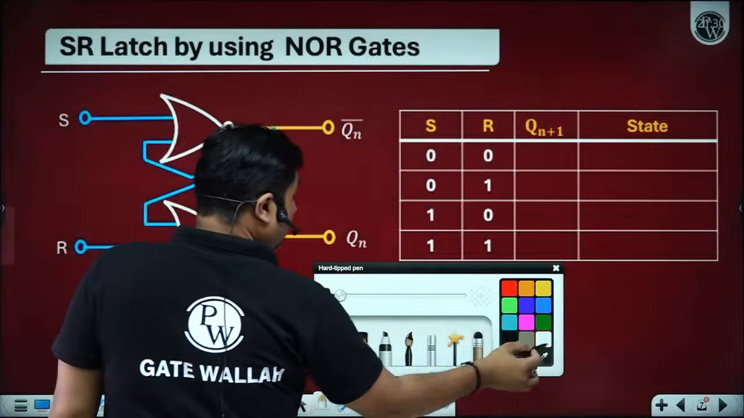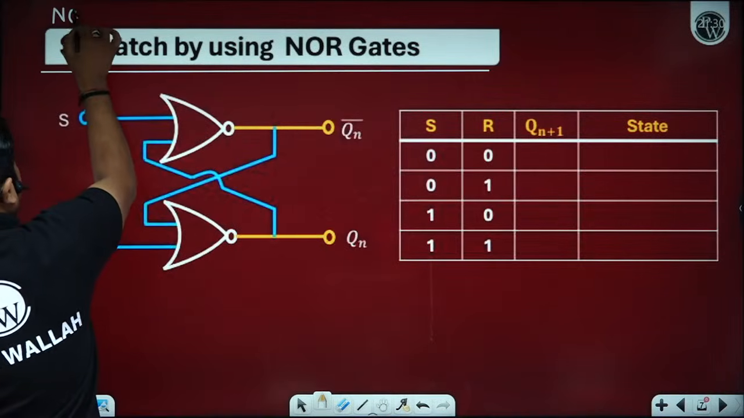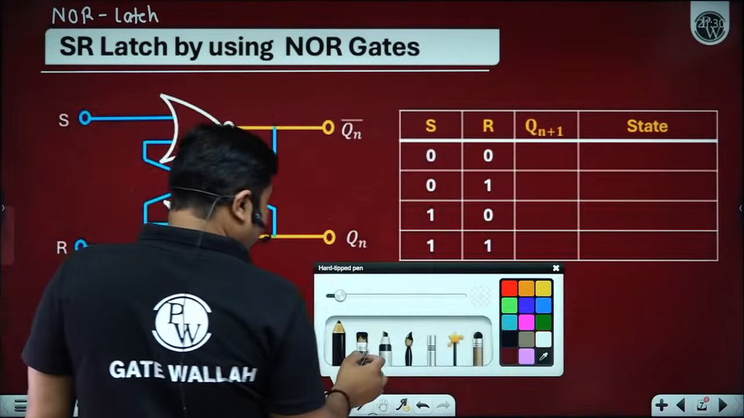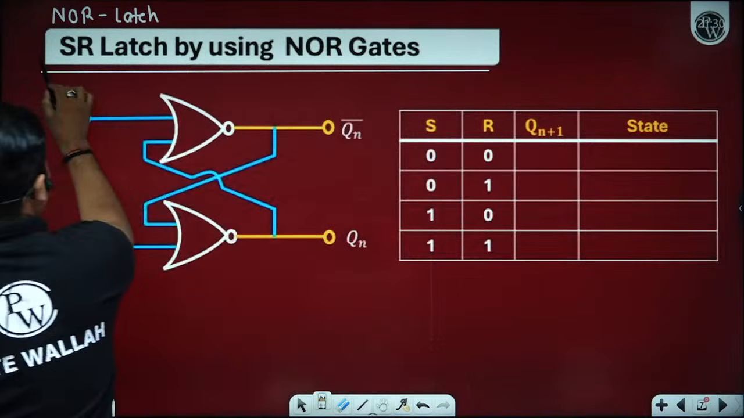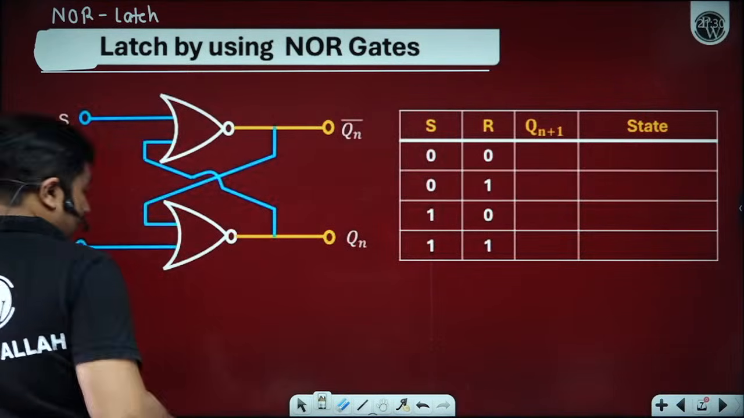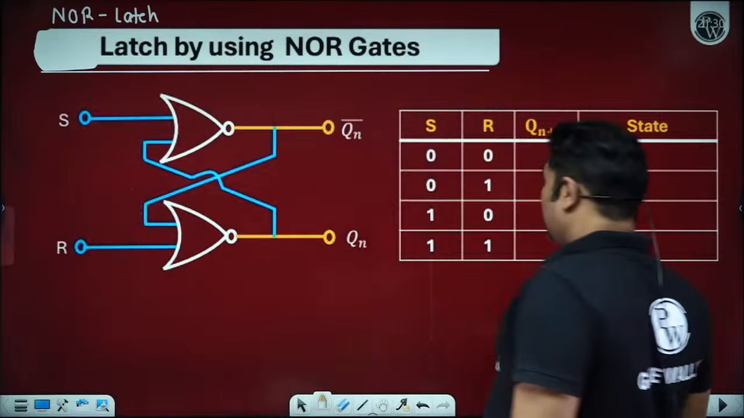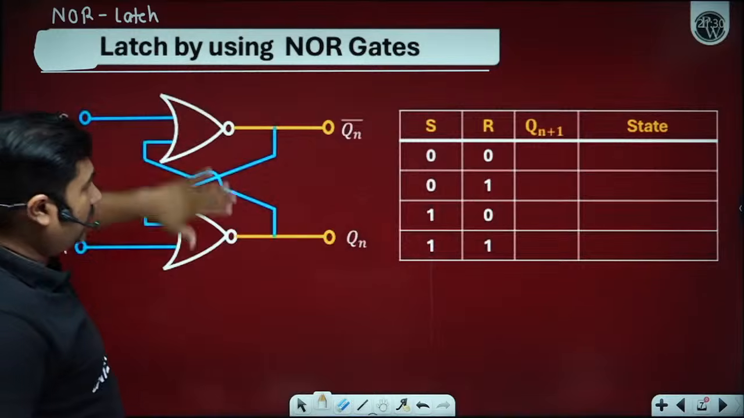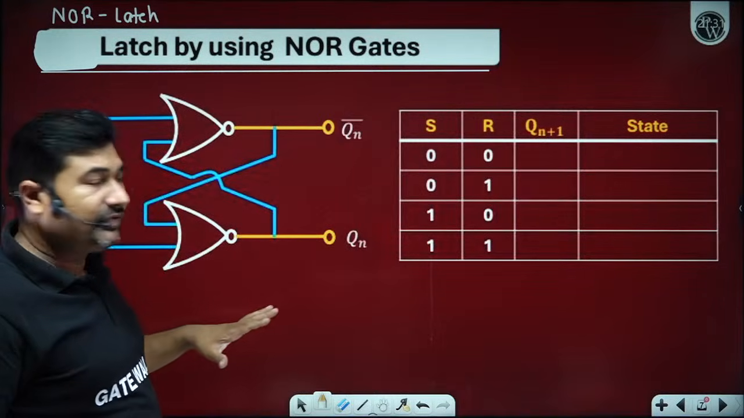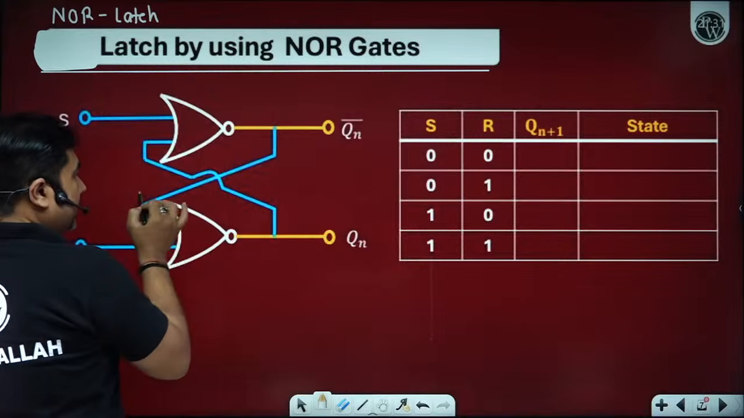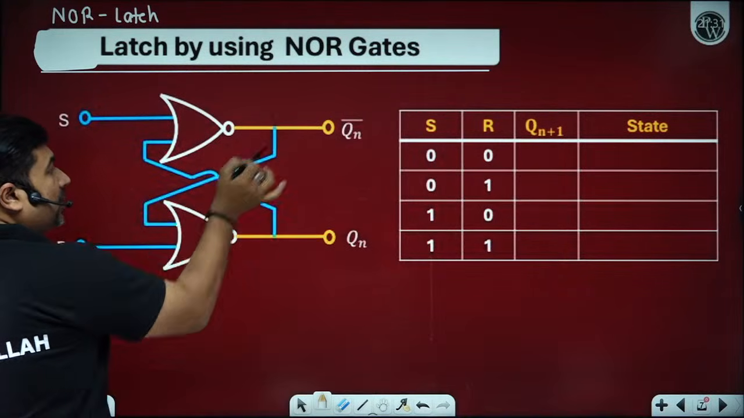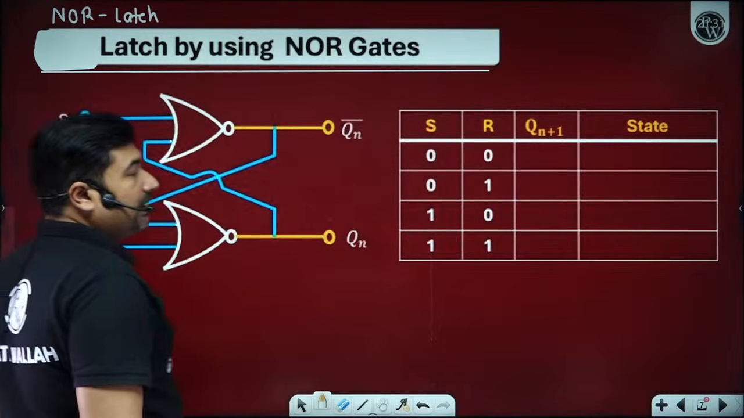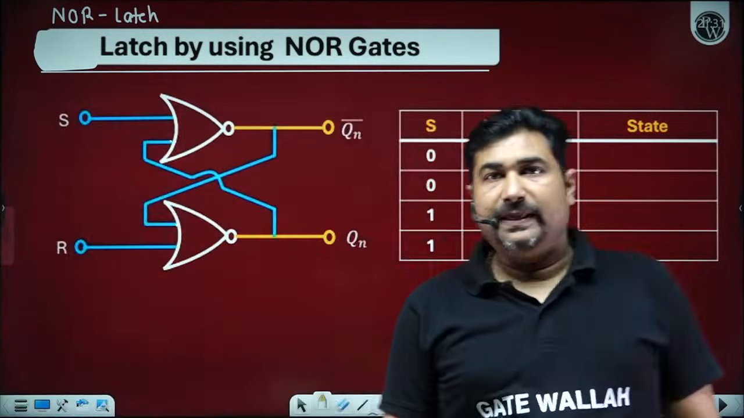So this is what we call NOR latch. How many of you able to understand? Please observe here. Now we have SR and two NOR gates connected in the same fashion. One input of a NOR gate is connected to the output of the other NOR gate, and one input of the other NOR gate is connected to the output of the first NOR gate. Is it okay? Yes, sir.